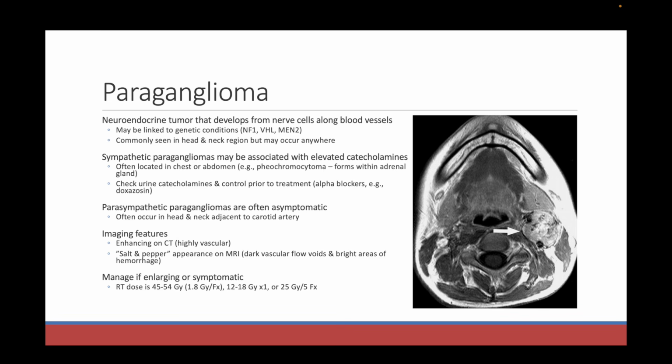These are managed kind of similar to meningiomas, only if they are enlarging or symptomatic. And in conventional dosing, they can take anywhere from 45 to 50 gray with conventional fractionation, or you can do SRS and single fraction doses can be lower, like 16 to 18 gray, or 25 gray in 5 fractions if you're doing fractionated.